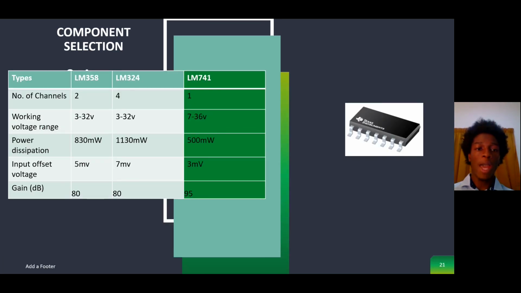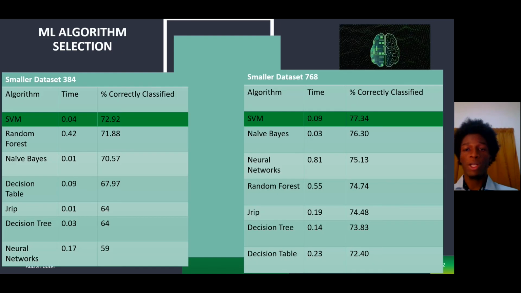So the op amp, which is essential for the whole system that we selected, was LM741. The reason why is because it has a high gain, as well as the input offset voltage is lower, and the power dissipation is also the lowest. So with regards to the machine learning algorithm, we selected a support vector machine to train our strain measurement datasets because it has one of the fastest times among the comparisons, as well as the highest accuracy within them.